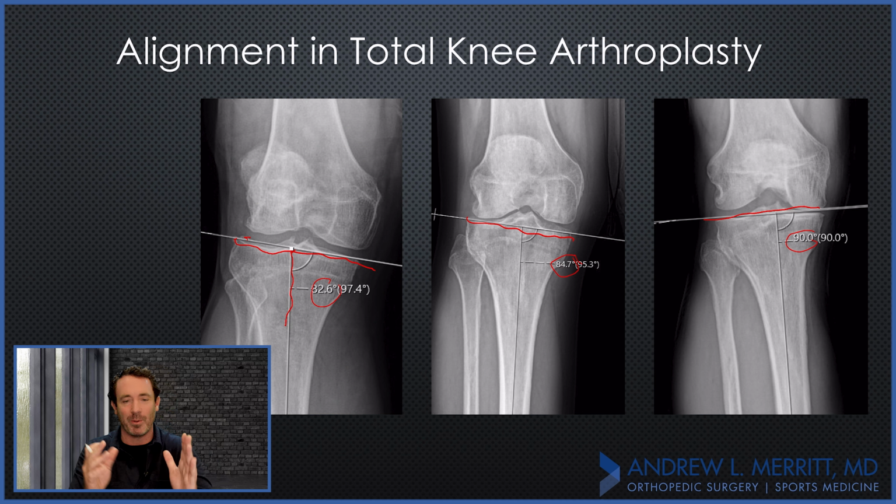You can see this if you're at the supermarket and you watch people walk. Some people have very straight legs. Some people are bent to the outside. Some people are bent to the inside. Some people have very different rotation of their knee. And so this is what we're trying to match when we do the surgery.